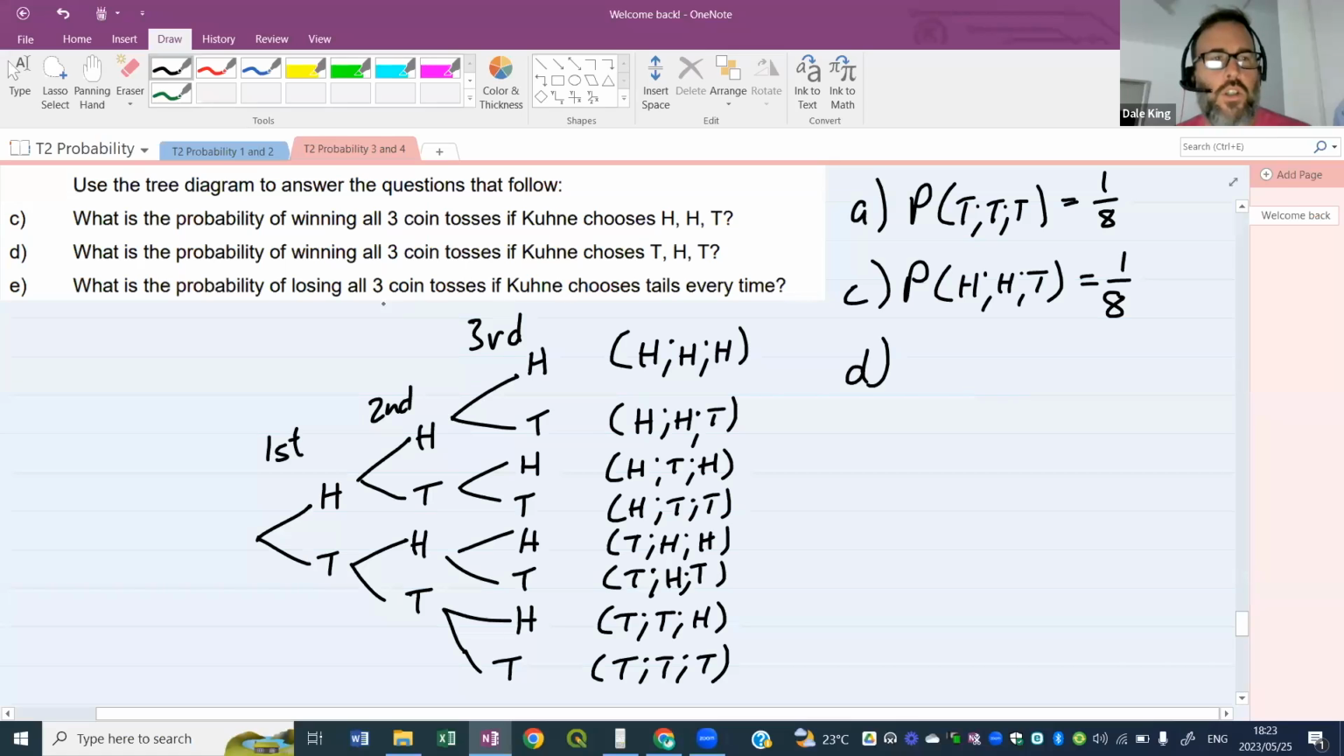Question D. What is the probability of winning all three coin tosses if Kuna chooses tails, heads, tails? We're assuming it's consecutive again. There's only one place that this happens.